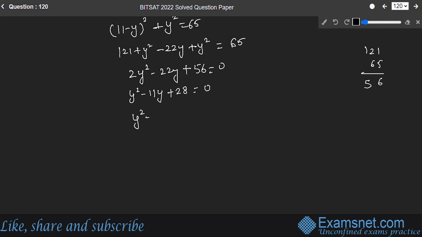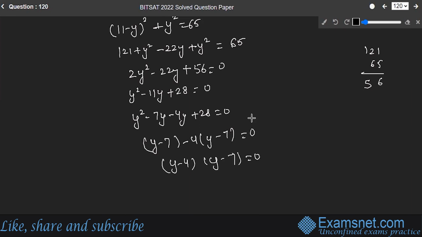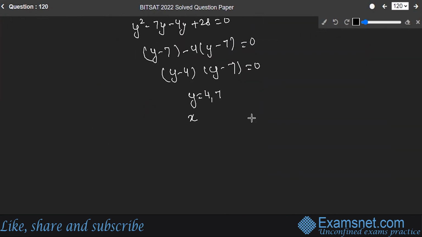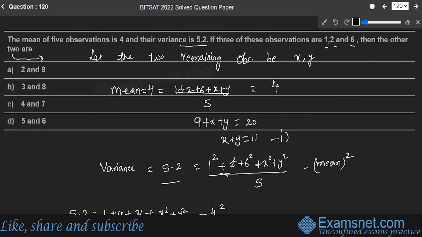So the two factors will be 7 and 4. So here is (y minus 7)(y minus 4). That means you have y is equal to 4 or y is equal to 7. So what do you have to find out in the question? Okay, you have to find out the other two ones. So if y is equal to 4, you will find out x is equal to 7, and if y is equal to 7, you will find out x is equal to 4. So that's it. You have these two, 4 and 7. Option C is the right answer.